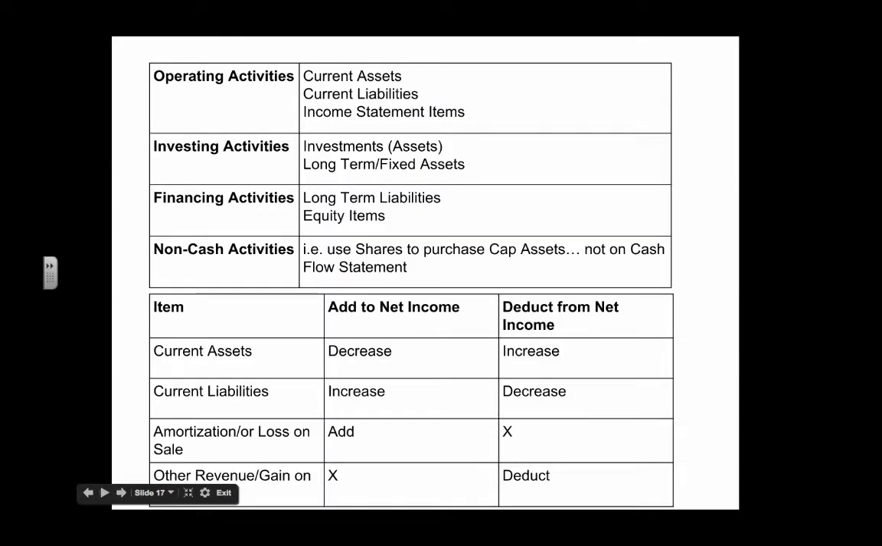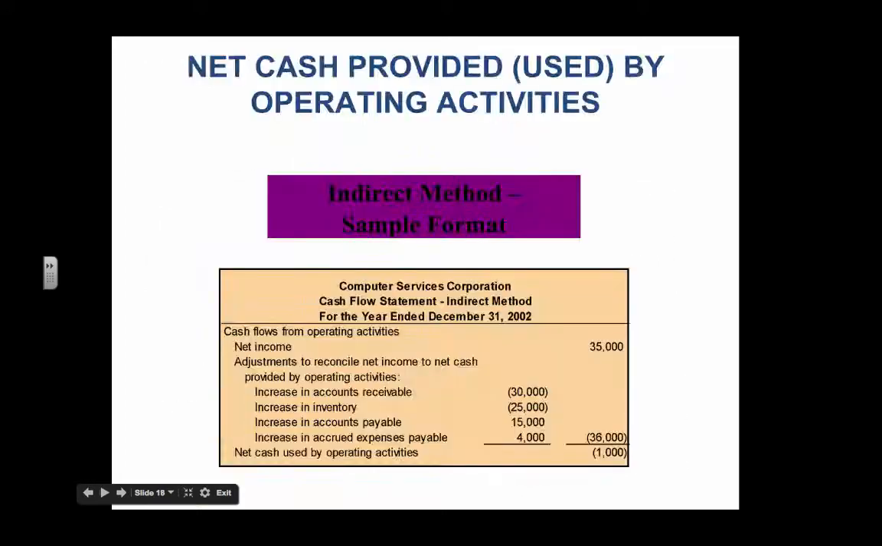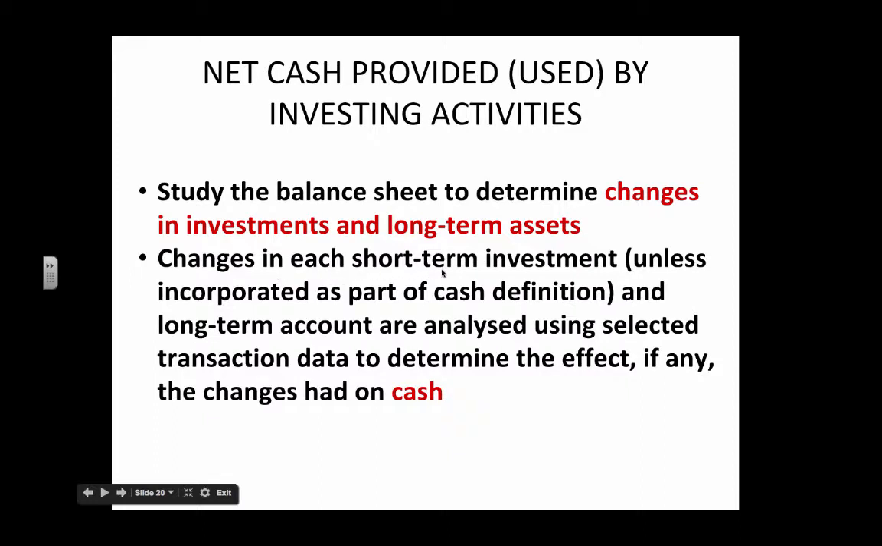If you recall back on my little cheat sheet, we're on this section here, investing activities. You're going to look at investments and long-term assets. And then if there's changes in these assets, for example, in this case, short-term investment, you need to analyze that information to see if there was cash involved. So if you sold some equipment for cash, then you would indicate that as a cash inflow because cash came in. Let's say you purchased some equipment for cash, then that would be a cash outflow. So that's really what happens in the investing activity section.